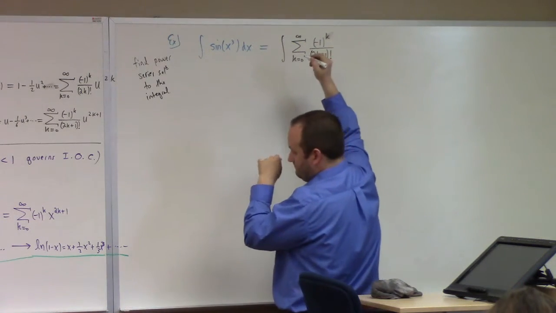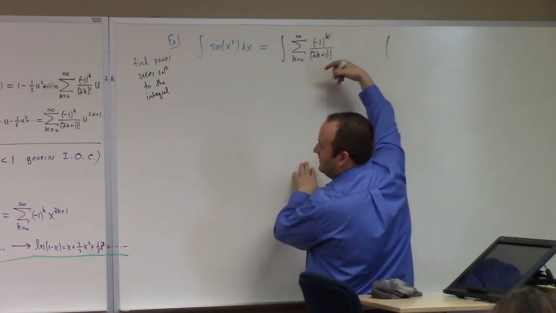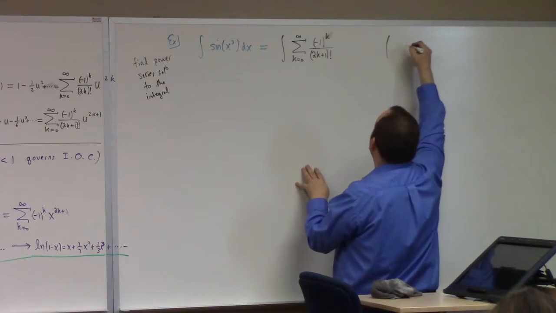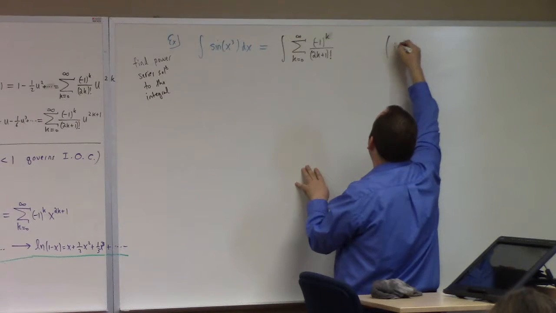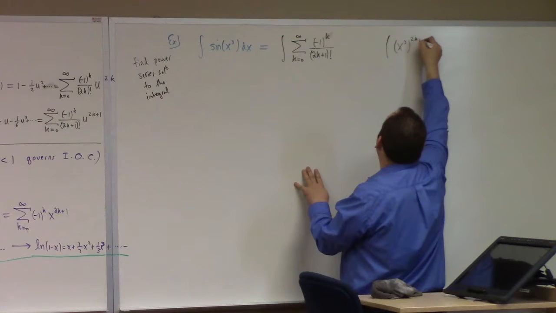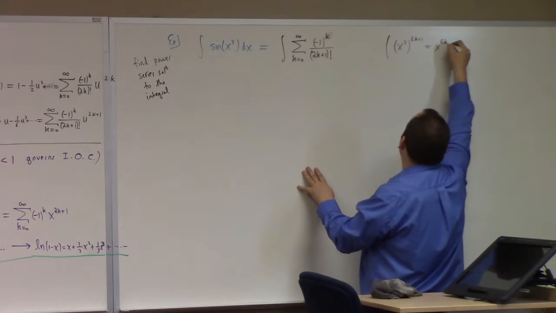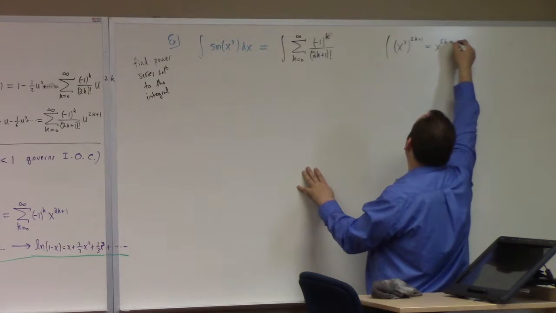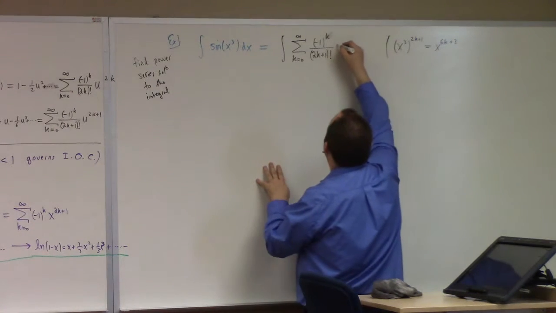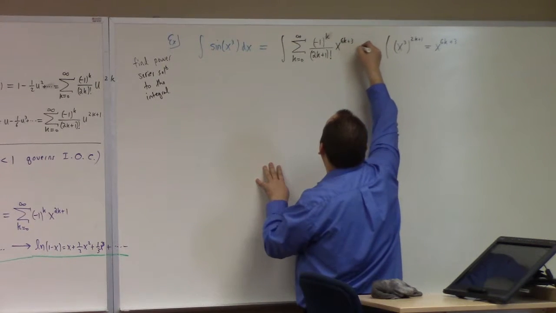And then, let me just do a little bit of side work. I don't want to write all that again. So let me just simplify this over here. If we're looking at x cubed to the what power? To the 2k plus 1. So be careful, we have to multiply exponents. This gives us x to the 6k plus 3, right?